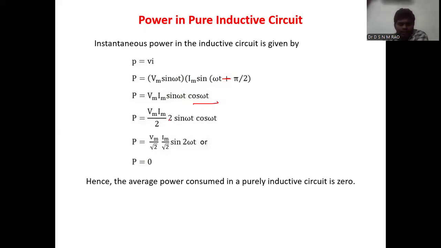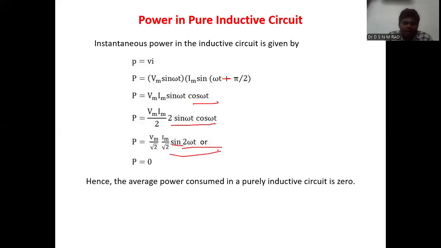Next, we can multiply and divide by 2: Vm Im by 2 into 2 sin theta cos theta. 2 sin theta cos theta is nothing but sin 2 theta. So Vm Im by 2 can be written as Vm by root 2 into Im by root 2 into sin 2 theta. This is the instantaneous power.